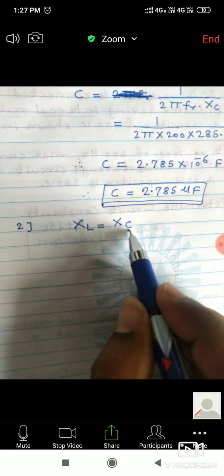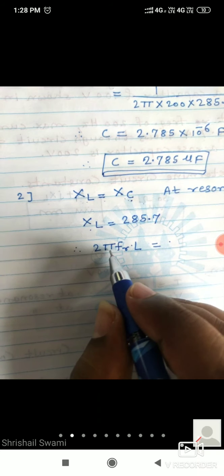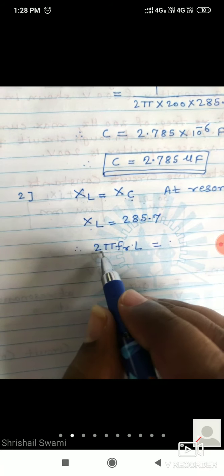आता XC फाइंड आउट केलेलं आहे. What is XL? At resonance XL is equal to XC. So XC value is known, that is same as XL. So XL is also 285.7. So what is XL? That is 2 pi FR into L. Okay, omega L. So omega L means what? 2 pi FR into L. That is 285.7.